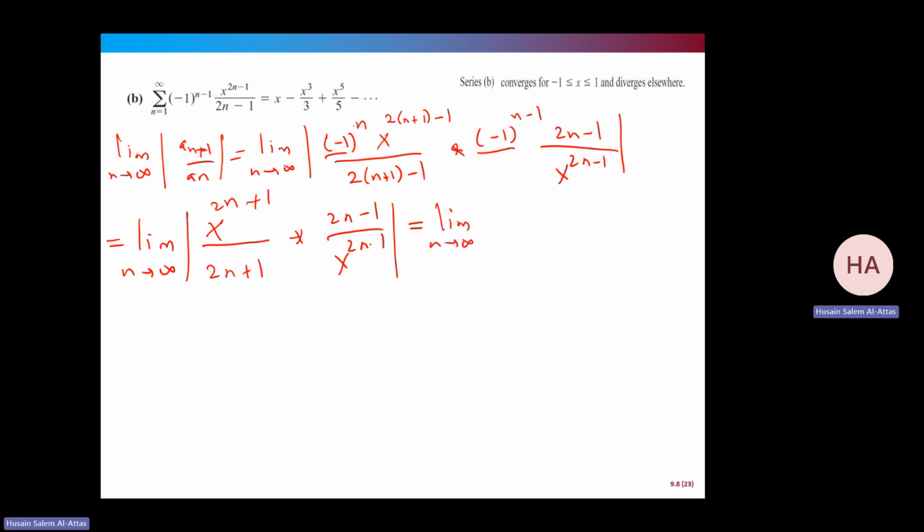That gives me the limit. That will be x squared, and then I have 2n minus 1 over 2n plus 1. So that will give me x squared. I need it less than 1. So I have x squared less than 1. That implies x is between minus 1 and 1.